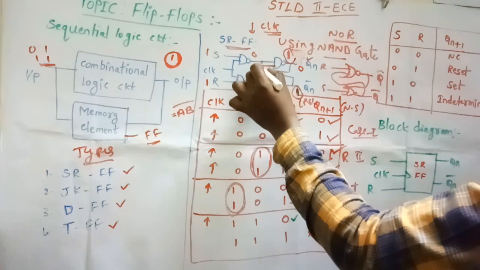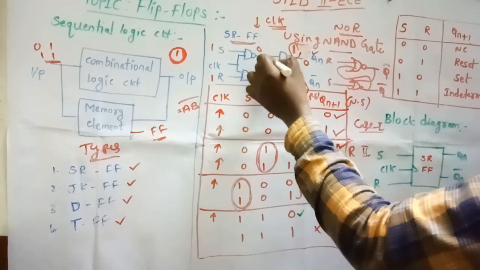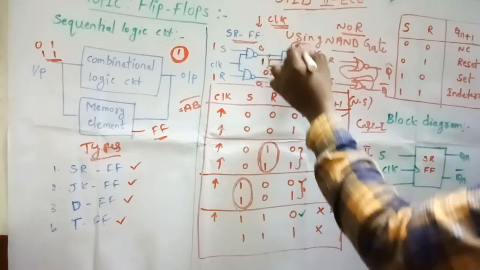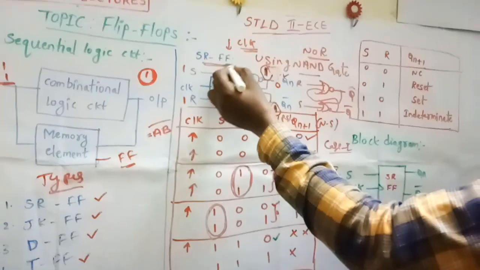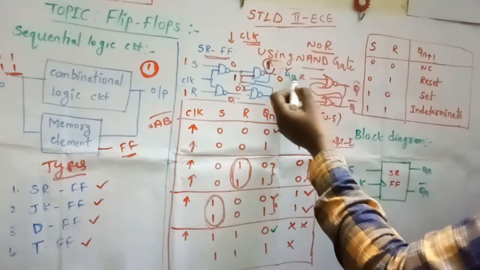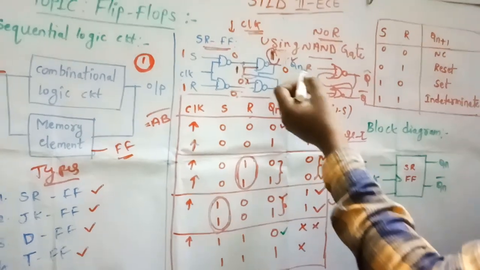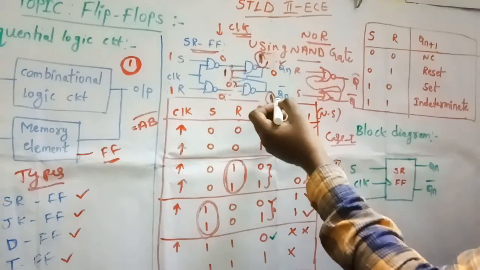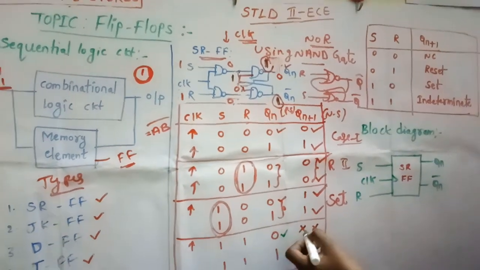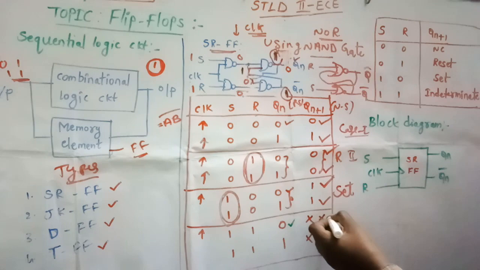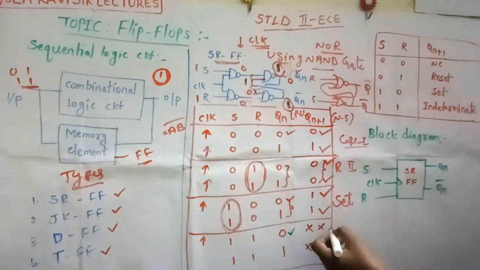Then 1 comes here. Again 1 into 0, 0. 0 bar 1. So by observing these two outputs, both are equal. According to the flip-flop definition, we have two outputs Qn and Qn bar, and both must be complement to each other. But here both are equal. So that is called the indeterminate state or undefined state. So this is not our required output, not a proper output.